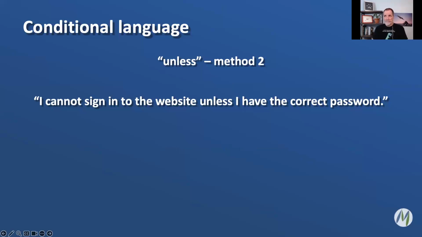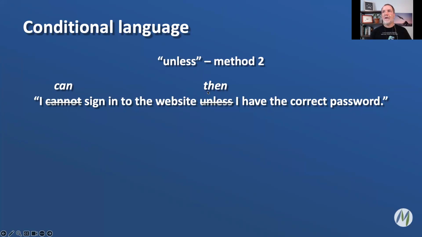Another method is we need to make two changes, and this works better for some people. We can take the word unless or until or without, and we can just turn it into then. Just replace that with then. But then we have to negate the first part. So negate, it means I cannot sign into the website becomes I can sign into the website.